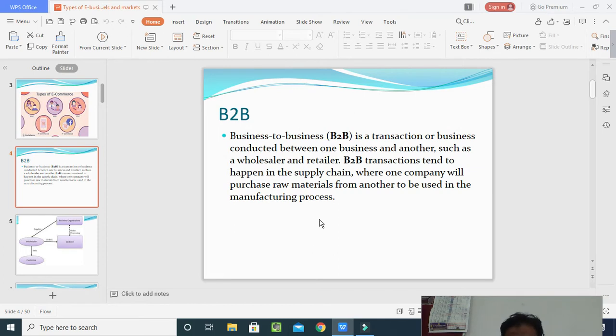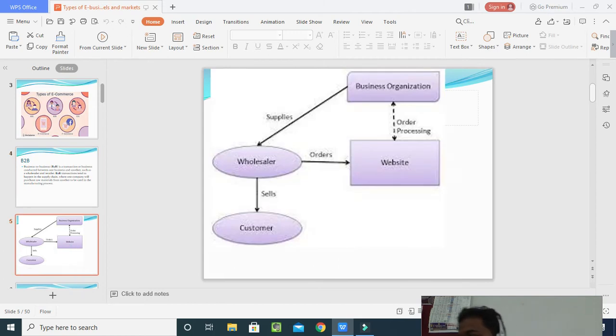But business to business transactions tend to happen in the supply chain, where one company will purchase raw materials from another to be used in the manufacturing process. Now, here is a picture. Have a look at this, where you will come to know how it works and what the main procedure of it is. If you see the picture, there is a business organization on the top, and here he is a supplier to the wholesaler, and this is the website from where we can get orders, processing, purchasing, selling or reselling.